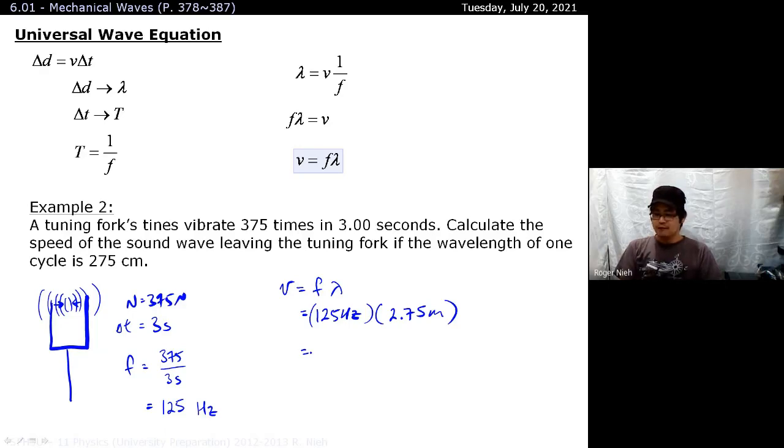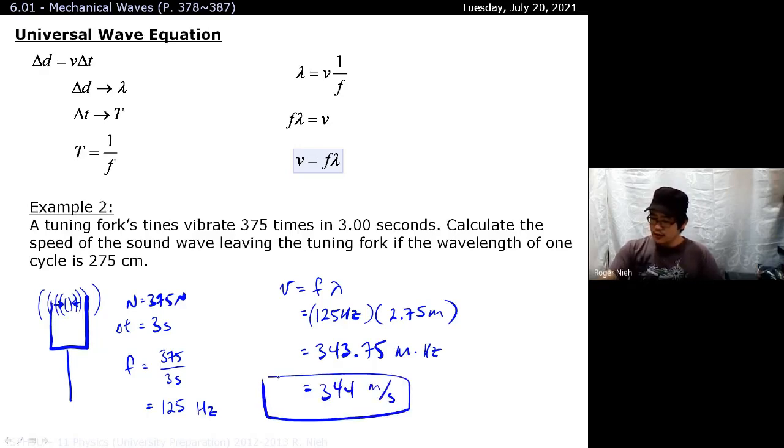So if you accidentally got a very big value for V, it's because you didn't convert to meters, and you'll get an answer, at least on your calculator, of 343.75 meters times hertz. Remember that hertz means per second, so you're getting 344 meters per second. Okay, and that's the approximate speed of sound, somewhere in the ballpark of 350 meters per second.